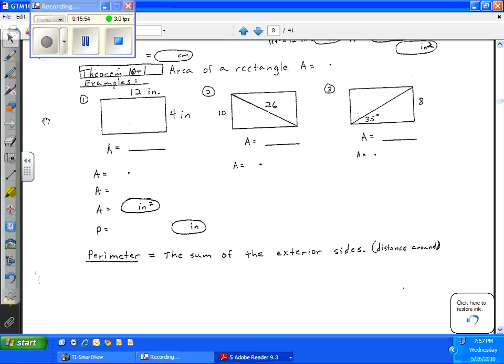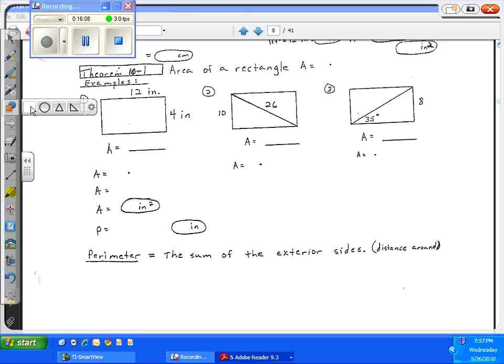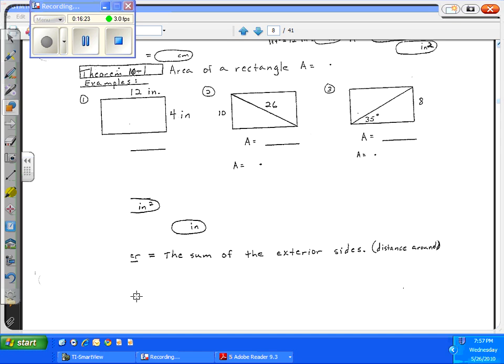Okay, let's look at rectangles. We do need to know that the perimeter is the sum of the exterior sides. It's the distance around. That's something you're supposed to already know. I'm going to write out down here where all the work goes for these rectangles. We're going to find the area. On the first one, remember we wanted the perimeter, and it asked for the answer in inches, so there's no conversions.